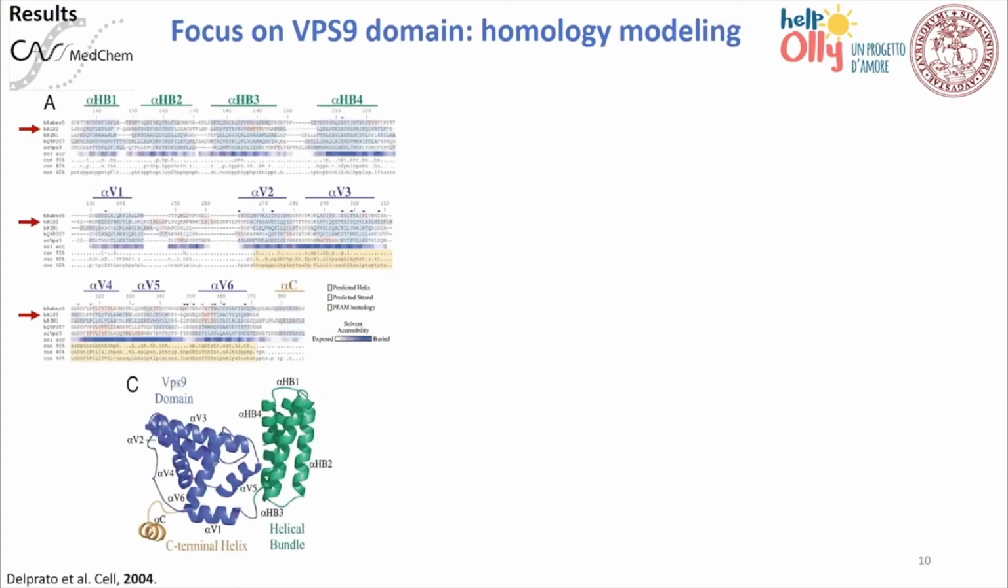So to kick off with the data, our starting point was the idea of characterizing the structure of the VPS9 domain. Here I'm showing you an extract from a paper from 2004 in Cell from Delprato and colleagues, whereby they resolved the structure of Rabex-5, which is another VPS9 domain harboring protein, which shows high homology with a series of other proteins, including, as highlighted by the red arrows here on the left, Alsin.